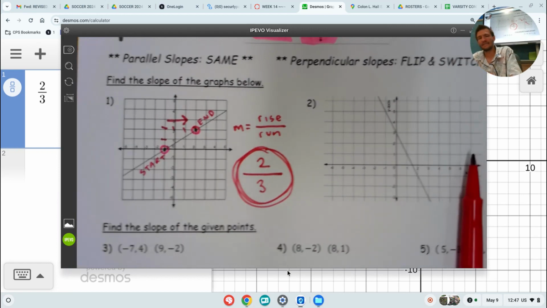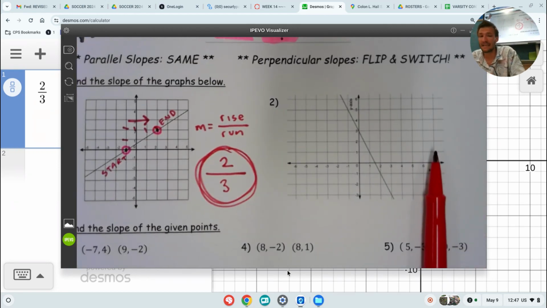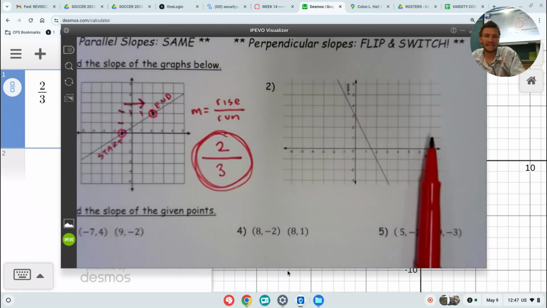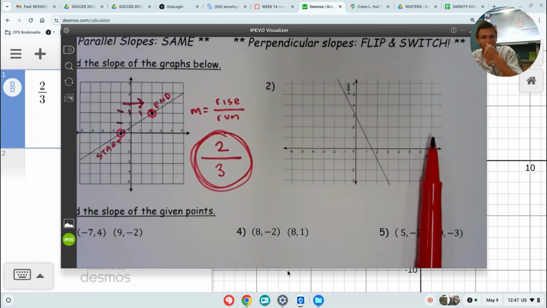Up next, question number 2 is basically the same thing, except for question number 2 has not given you those perfect little dots to count from. And you have to do your own search for where are those perfect intersections.